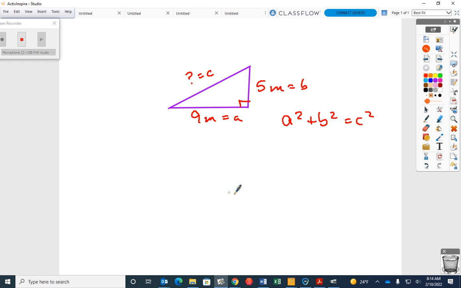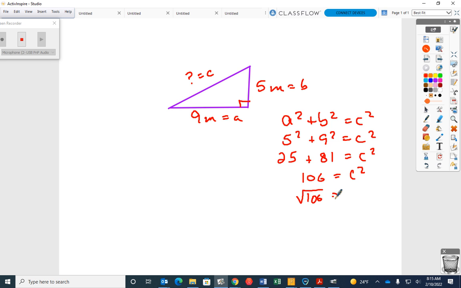Okay. What's my A? The 5. Okay, 5 squared plus, what's my B? 9. 9 squared equals C squared. What's 5 squared? 25. What's 9 squared? 81. What's 81 plus 25? 106. 106 equals C squared. What do I have to do to figure out what number times itself equals C squared? Square root. And what is the square root of 106?